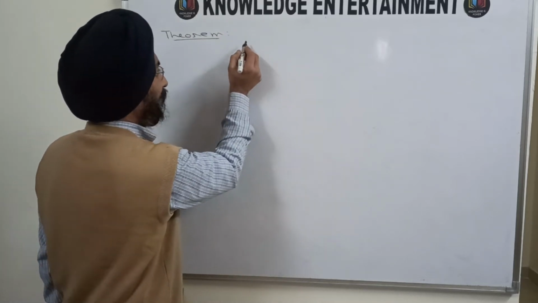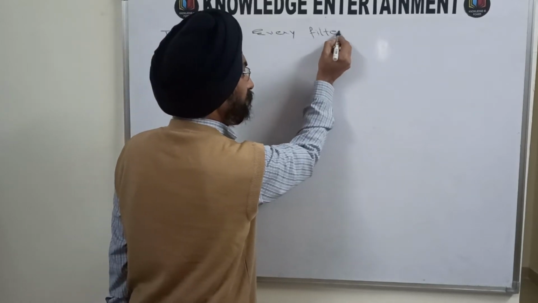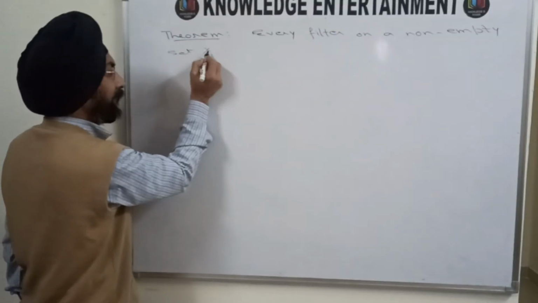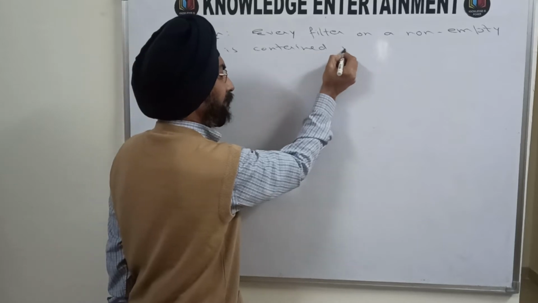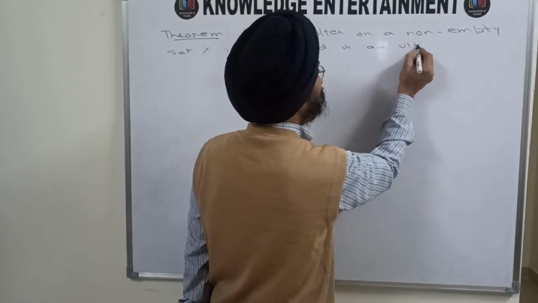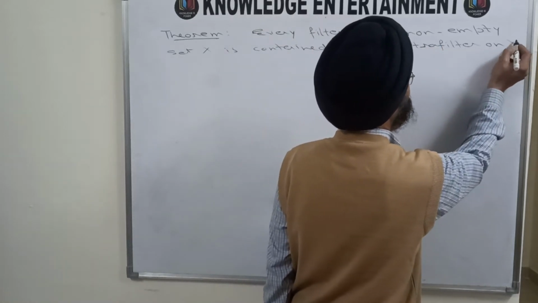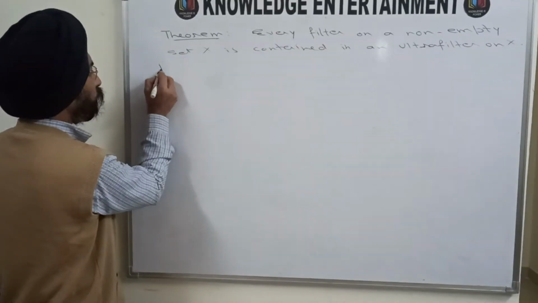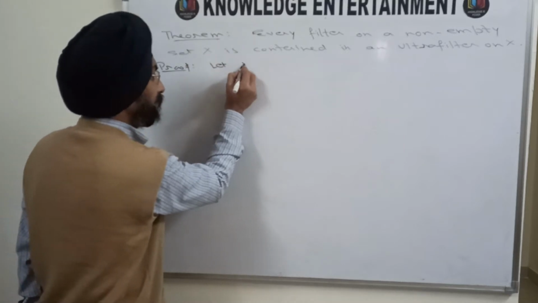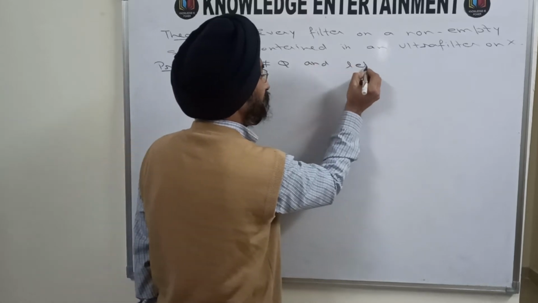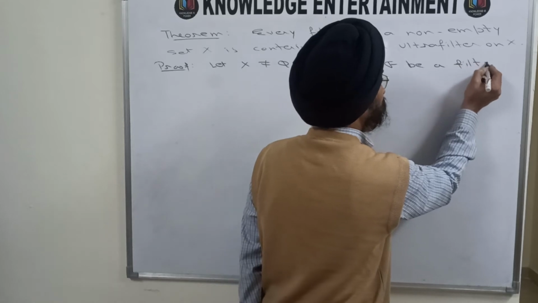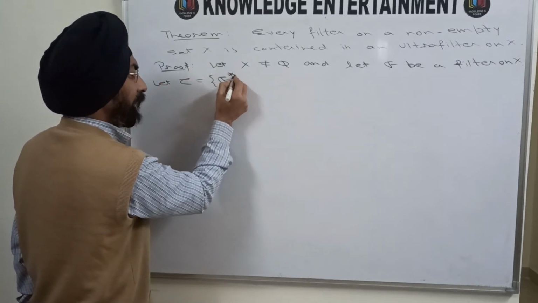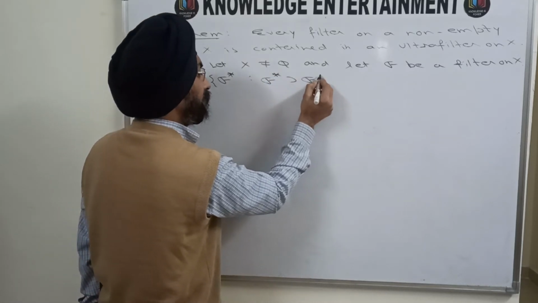The theorem says every filter on a non-empty set X is contained in an ultrafilter on X. Every filter on a non-empty set X is contained in an ultrafilter on X. This is the theorem, and let us move on to the proof. Let X be a non-empty set and let F be a filter on X. Let C be the collection of all those filters F star that contain the filter F.